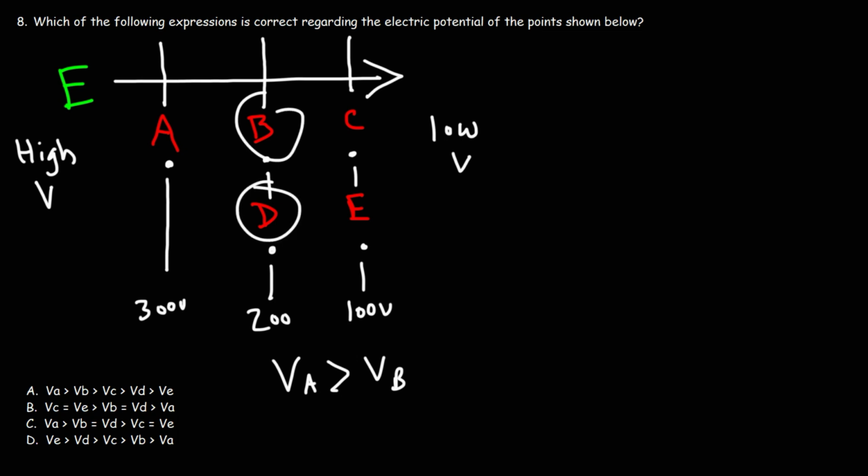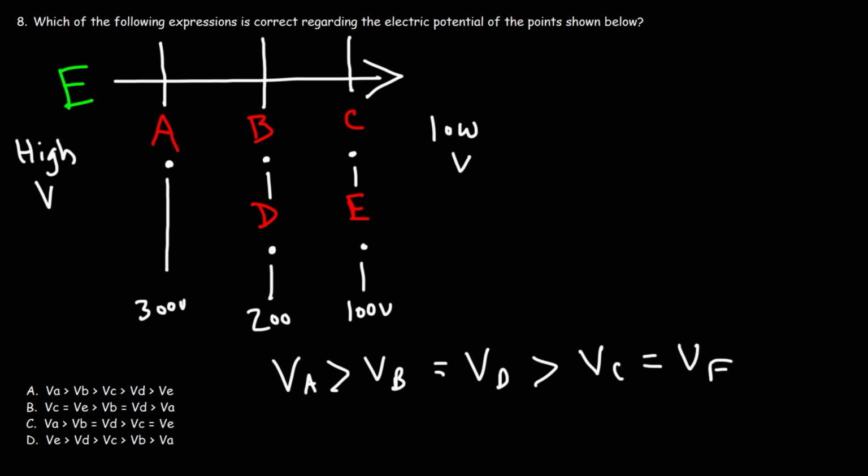Now, points B and D are on the same line, so we can say that VB is equal to VD. They have the same potential. Now, B is greater than C, so both VB and VD are bigger than VC. But C and E are equal because they're on the same vertical line with the electric field. So we can say VC is equal to VE. Thus, the correct answer for this problem is answer choice C. VC is bigger than VB, but B and D are equal, which is greater than the potential at C, which is equal to E.